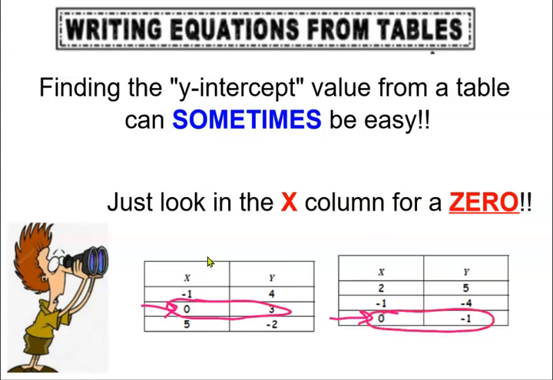So if you look for a 0 in the x column, then that number can tell you the y-intercept, or the b value. It's not always easy to find, but sometimes it can be easy to find. And you know it's easy to find if the x column has a 0 in it. Not the y column, just the x column.